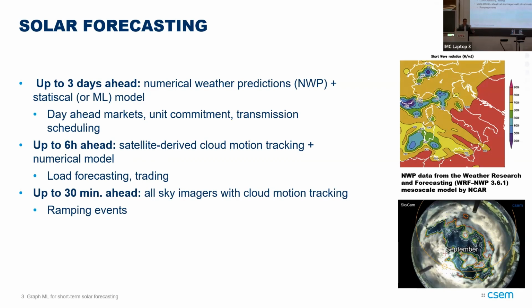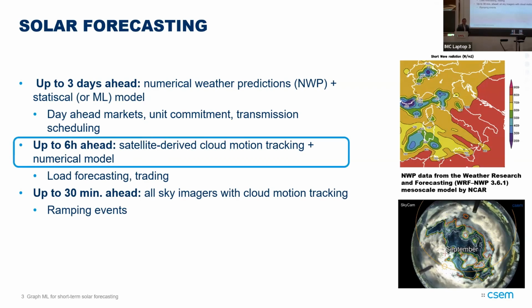Now, for very short-term forecasts, for horizons up to 30 minutes ahead, the state of the art is using all-sky imagers coupled with numerical models. The main application for that is ramp events, for example knowing when we have to fire up a plant or when we have to run down a generator. And the talk will focus on the short-term, or intraday, horizon.